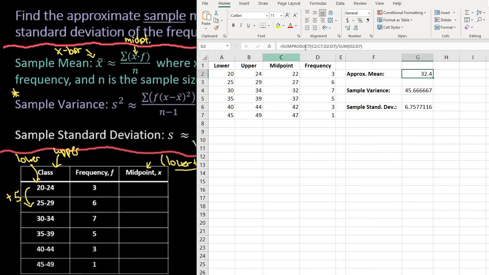And remember that for the mean, it's the sum product of my midpoint and my frequency divided by the sum of my frequencies.